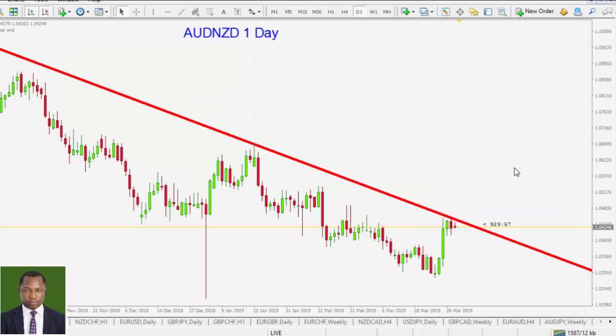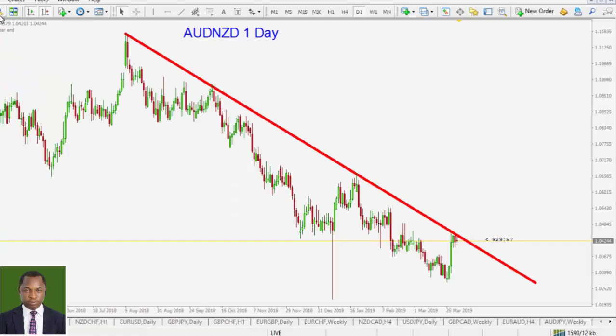Finally, the Australian dollar against New Zealand dollar. Well, in the daily time frame, you can see that price is trading around the last line of defense. That's the trend line. The key trend line has been retested. All right, that's the retest, an optimal area of resistance.